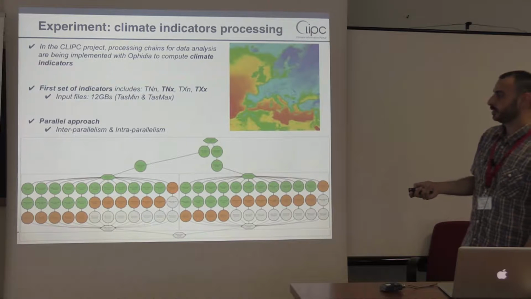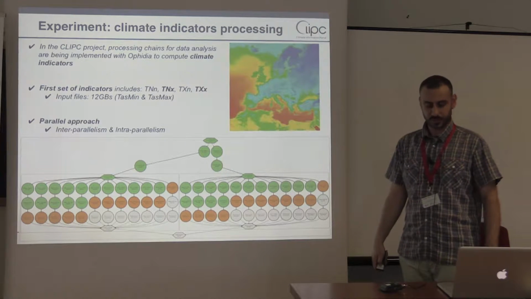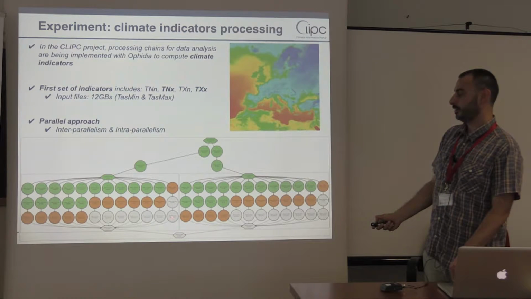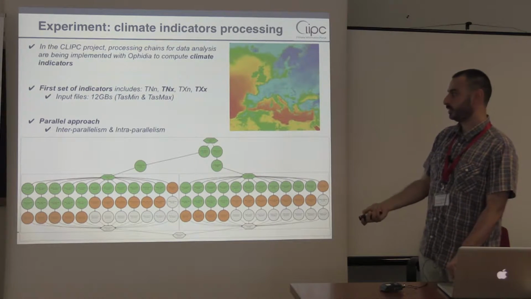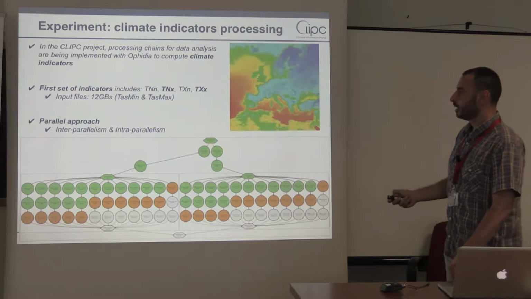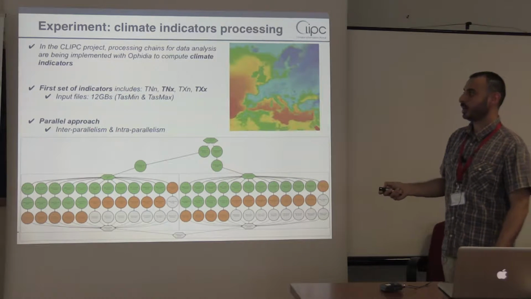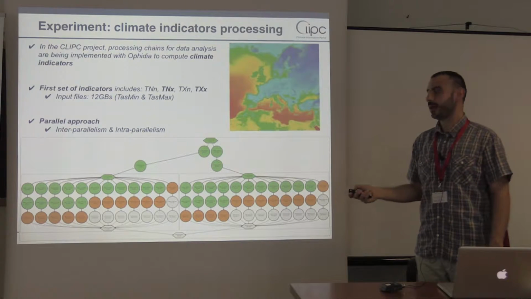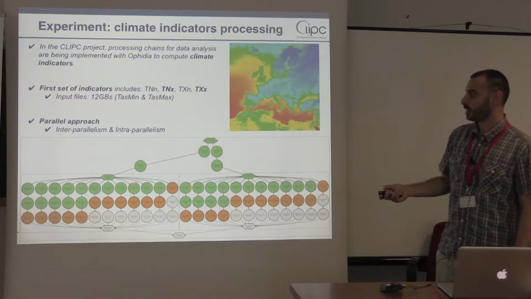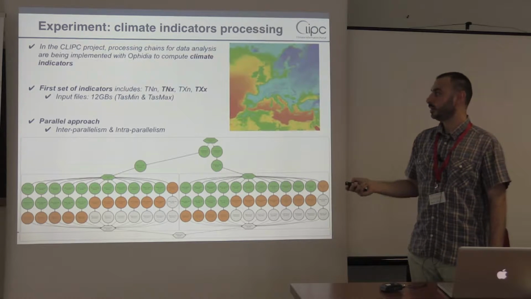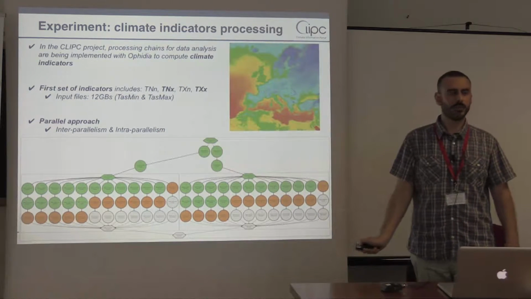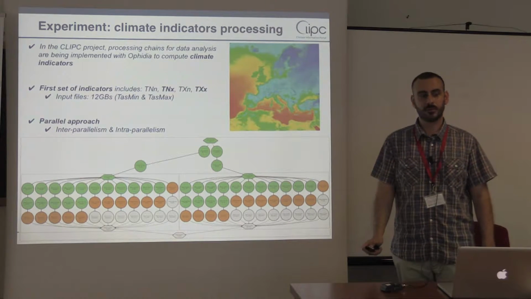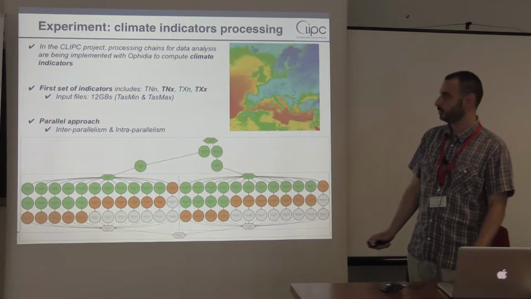The orange circle represents the running task, while the gray circles represent the pending tasks. As you can see here, a double parallel approach: an inter-parallelism approach, so we have many tasks running in parallel, and an intra-parallelism approach, because each task exploits MPI in order to perform the execution.